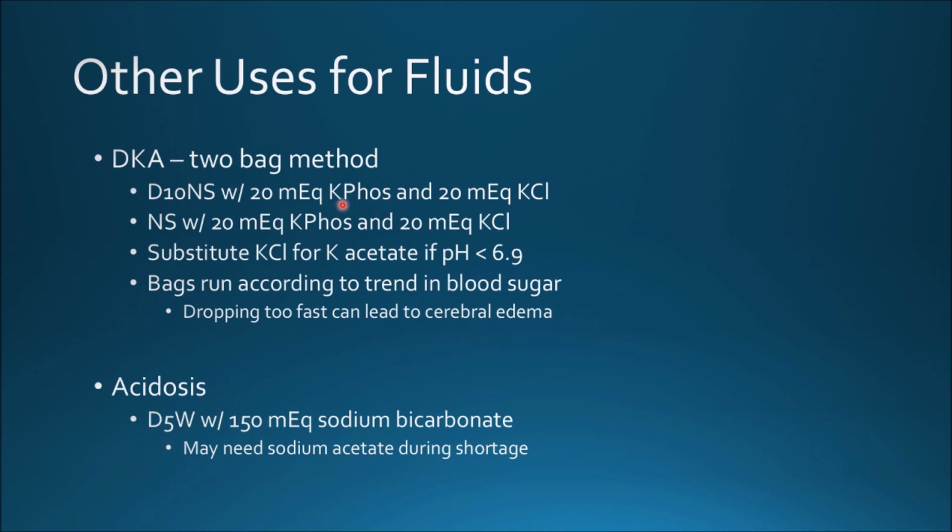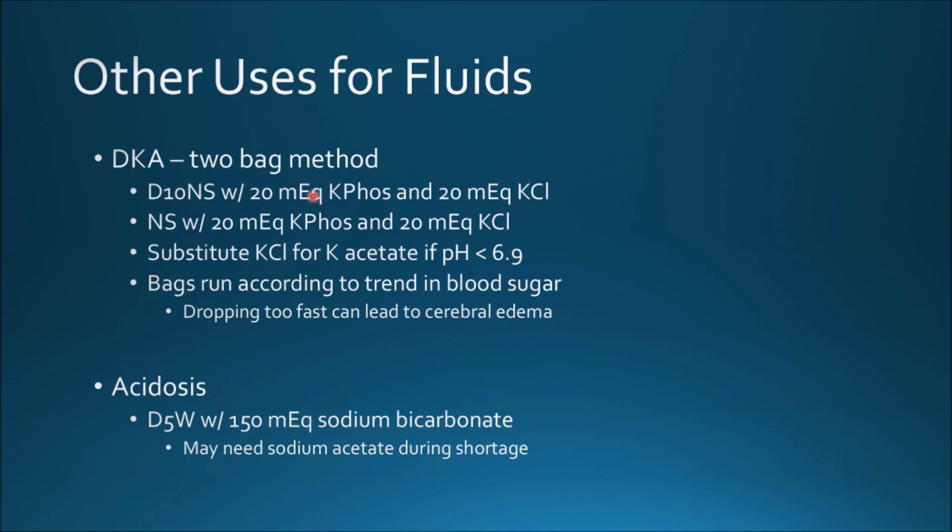Make sense? Okay, so anyway, you can actually use a 2-bag method here. We're going to give D10NS with 20 of K-phos and KCl, and then we have another bag with plain NS with no sugar, with 20 of K-phos and 20 KCl. And so when you run the 2 in together, what does that make? Does it make double NS? Well, no, by running both of those together at the same rate, now you have D5 NS with 40 total potassium. And you can actually shift how much you're giving of each one to make sure that the sugars are coming down at a nice rate, but you're still giving them lots of fluid because they're generally fluid depleted. You're giving them the potassium they need, and that way you can get everything kind of corrected there.